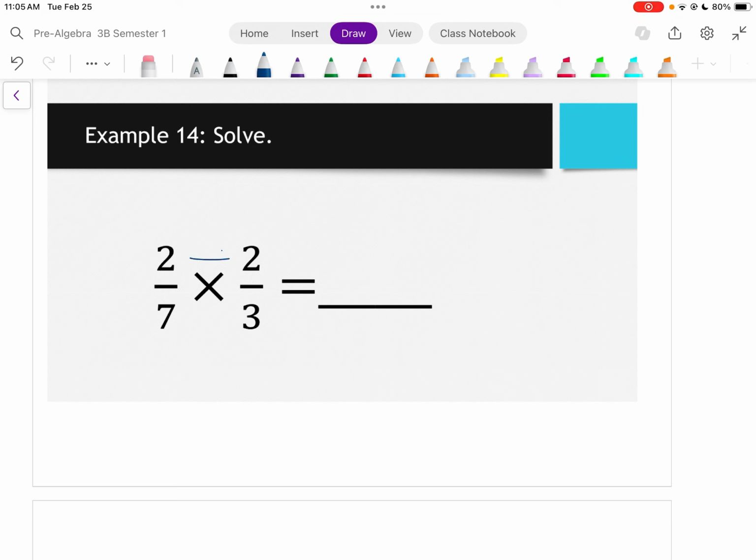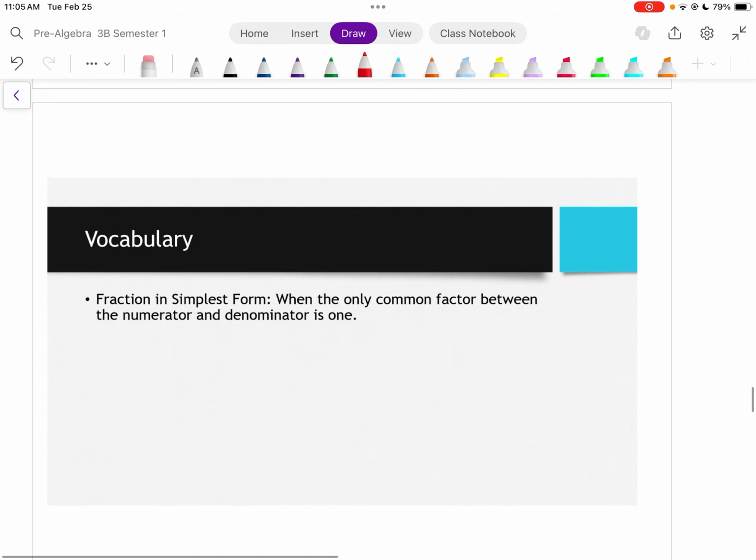Okay, our next one, 2/7 times 2/3. 2 times 2 would be 4. 7 times 3 is 21. 4 can be divided by 2, but 21 can't. And 4 can be divided by 4. 21 also can't be divided by that, which makes this our final answer.